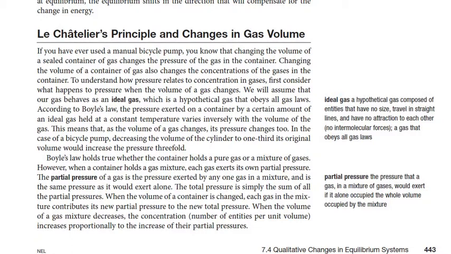However, when a container holds a gas mixture, each gas exerts its own partial pressure. The partial pressure of a gas is the pressure exerted by any one gas in a mixture, and is the same pressure as it would exert alone. The total pressure is simply the sum of all the partial pressures. When the volume of the container is changed, each gas in the mixture contributes its new partial pressure to the new total pressure. So when the volume of a gas mixture decreases, the concentration increases proportionally to the increase of their partial pressure.